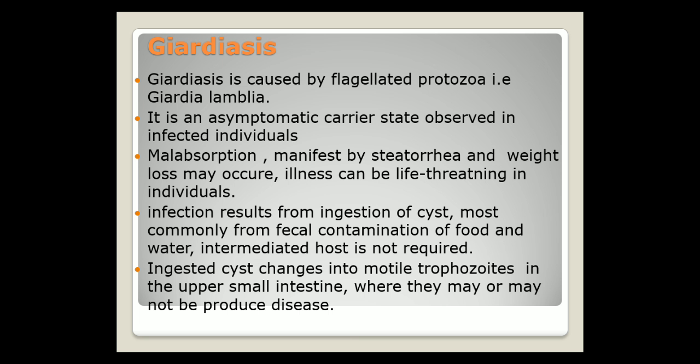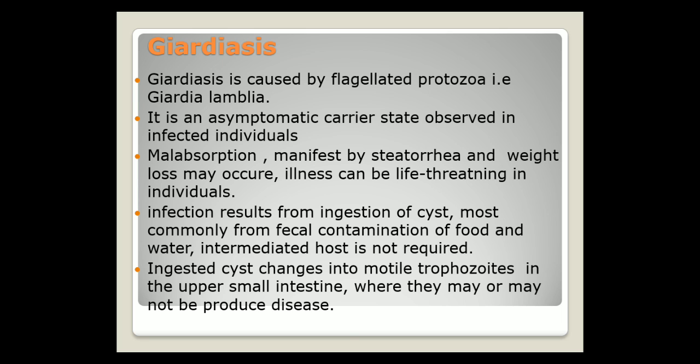The second type of protozoal infection is giardiasis. Giardiasis is caused by the flagellated protozoa Giardia lamblia. An asymptomatic carrier state is observed in infected individuals. Giardiasis is mainly related to malabsorption. Malabsorption manifests by steatorrhea, and weight loss may occur. Illness can be life-threatening in some individuals.